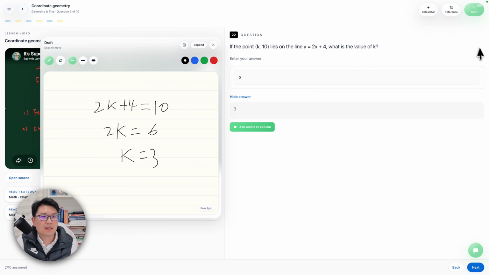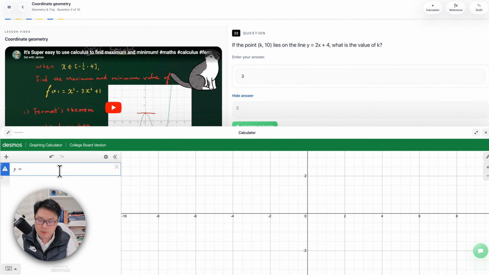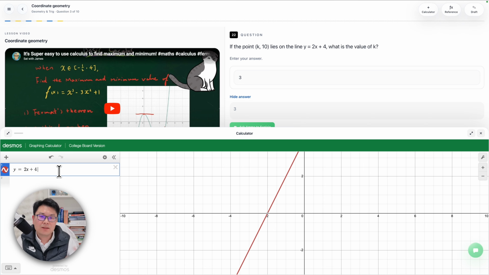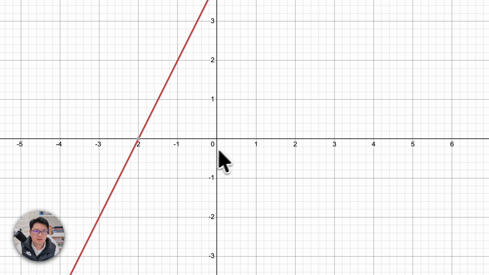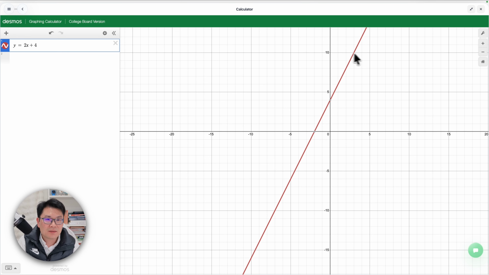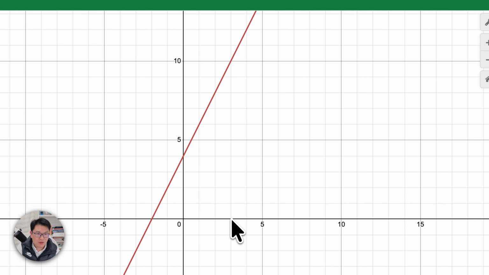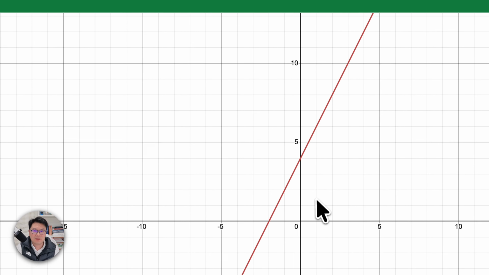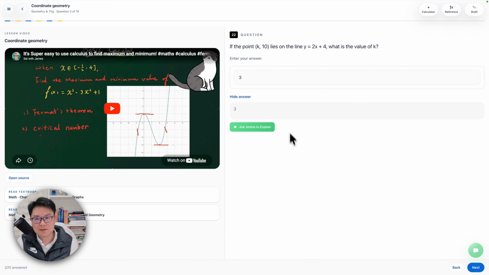If you want to use decimals to solve this problem, it's also okay. Just input the function here, y equals 2x plus 4. Then you have the function, and you only have to find where y is equal to 10. Let's make this really big. Here y is 10, and then it goes down to x, which is here, so 3. You can still see that too. You can use decimals to solve this problem.